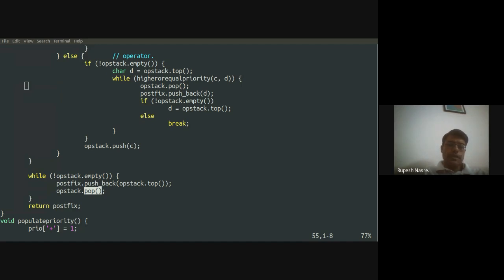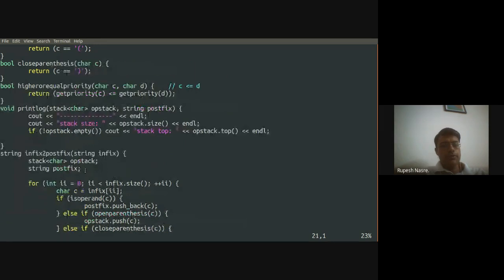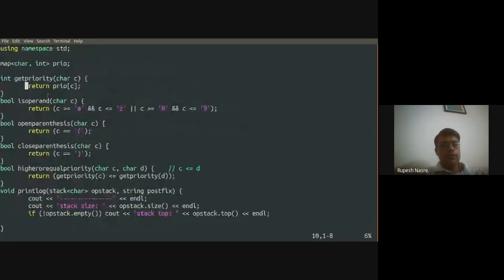Okay. Then there are a couple of auxiliary operations or functions that we have. These are similar to what we had earlier. Get priority just returns the priority of C. Is operand checks whether it is A to Z or 0 to 9. So this works for even variables and single digit numbers.